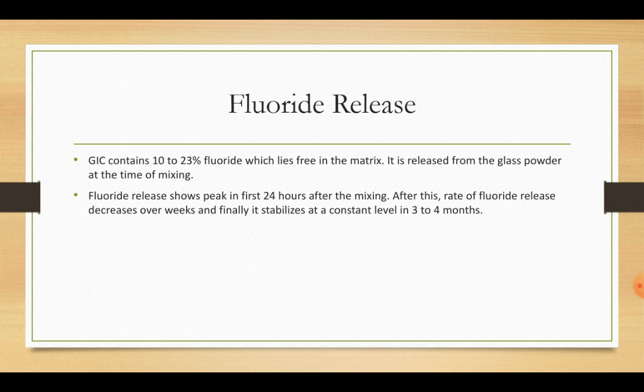Now comes fluoride release, which is one of the most important properties of GIC, because of which it is such a desirable material today in dentistry. As I earlier told you, adhesion and fluoride release are its two most important properties. Now, GIC contains 10 to 23% fluoride, which lies free in the matrix. It is released from the glass ionomer powder at the time of mixing.